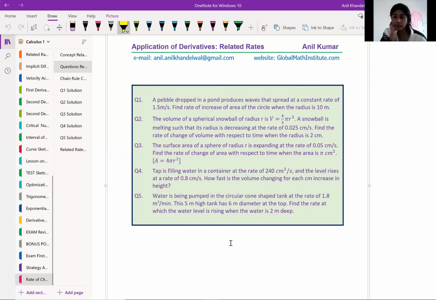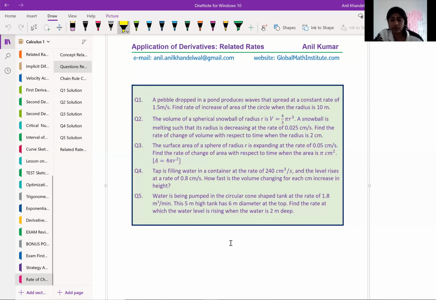We have area related with the radius, and it says find the rate of increase of area of a circle when the radius is 10 meters. That means we are given the radius also, but the rate is given in terms of 1.5 meters per second. Per second means you have to differentiate with respect to time, not with respect to radius. The parameter given to us is a constant rate of 1.5 meters per second.